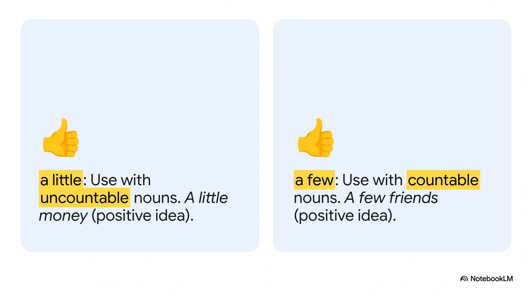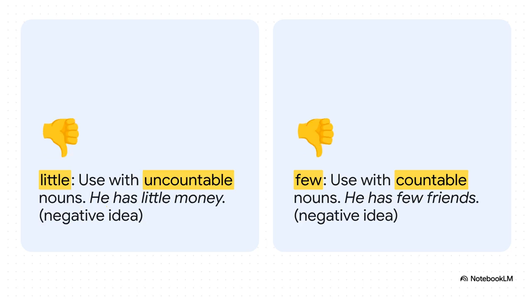Okay, let's circle back to those 2 sentences that started this whole thing. A little and a few are kind of like the positive twins. They both mean you have a small amount, but it's enough, it's a good thing. And the rule still applies. You have a little money because money is uncountable, and you have a few friends because friends are countable. And here's where that tiny little letter A shows its power. Take it away, and the whole vibe turns negative. Little and few on their own mean not enough or almost none. Suddenly, he has little money means he's broke, and he has few friends means he's lonely. It's the same exact rule, but the feeling is completely different.